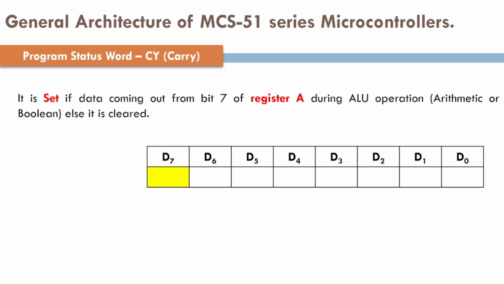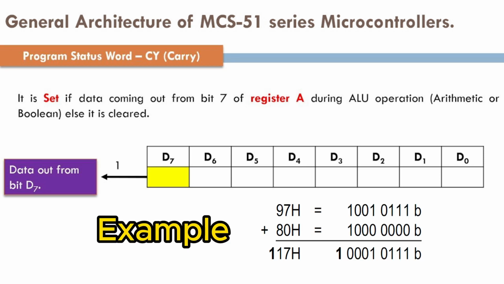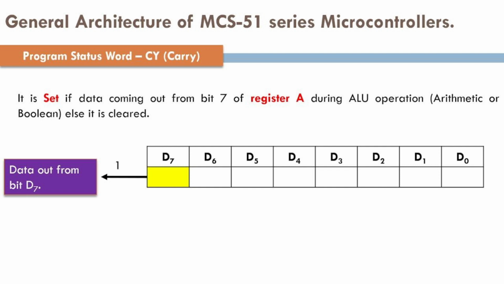The carry flag is a fundamental concept in microcontroller operations, particularly in addition and subtraction processes. When an addition operation results in a carryout from the most significant bit, MSB, also known as the D7 bit, the carry flag is set to 1. Conversely, during subtraction, if there is a borrow into the D7 bit, the carry flag is similarly set to 1.